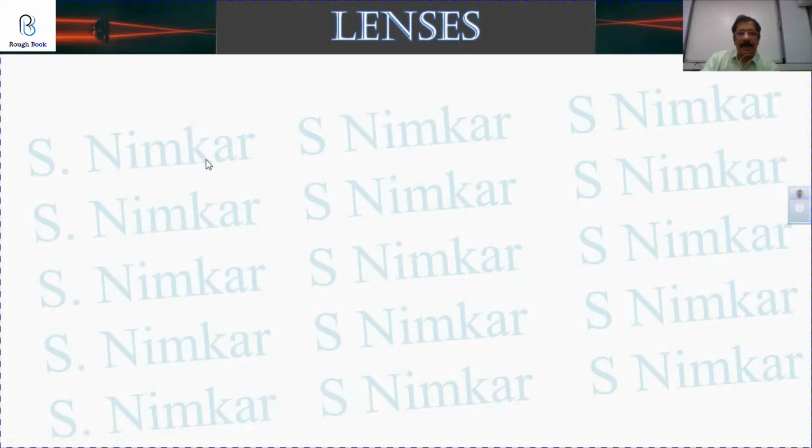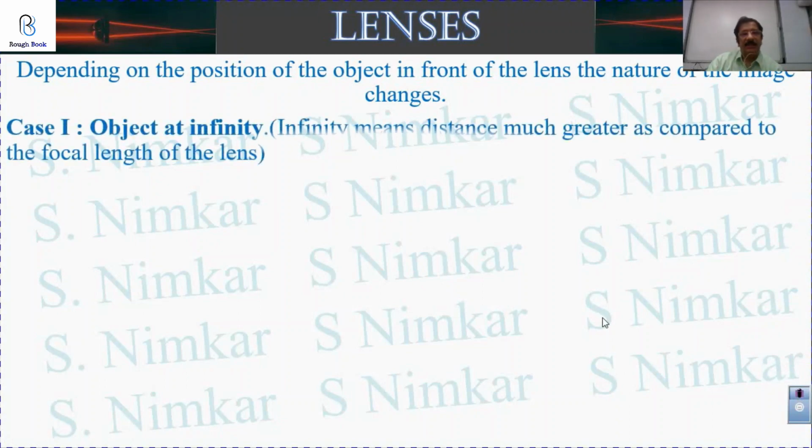Students, let us see the ray diagrams of lenses. Now, depending upon the position of the object in front of the lens, the nature of the image formed changes. Now, let us take the first case when the object is at infinity.